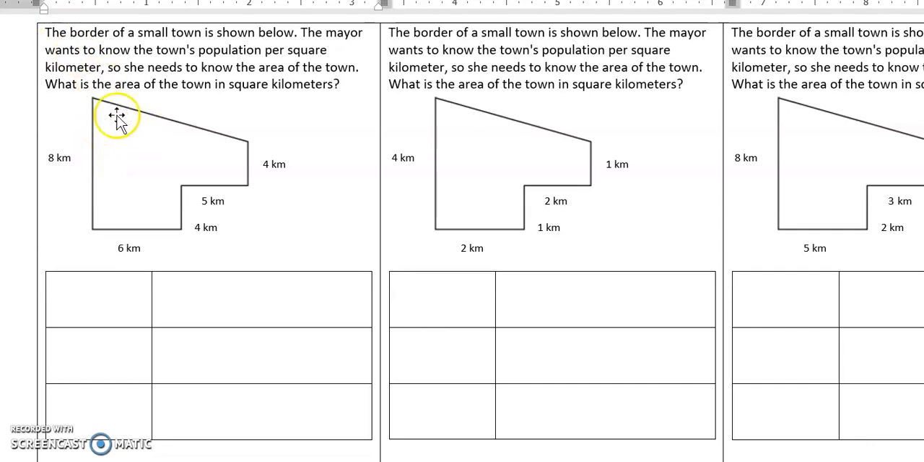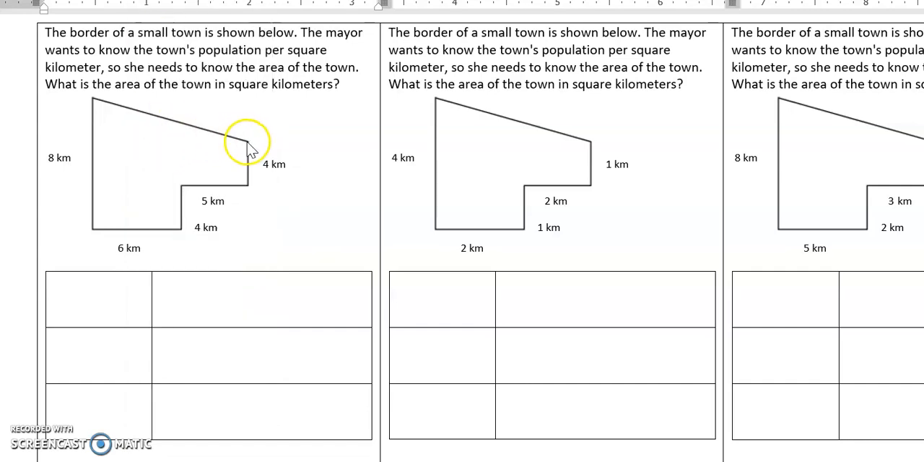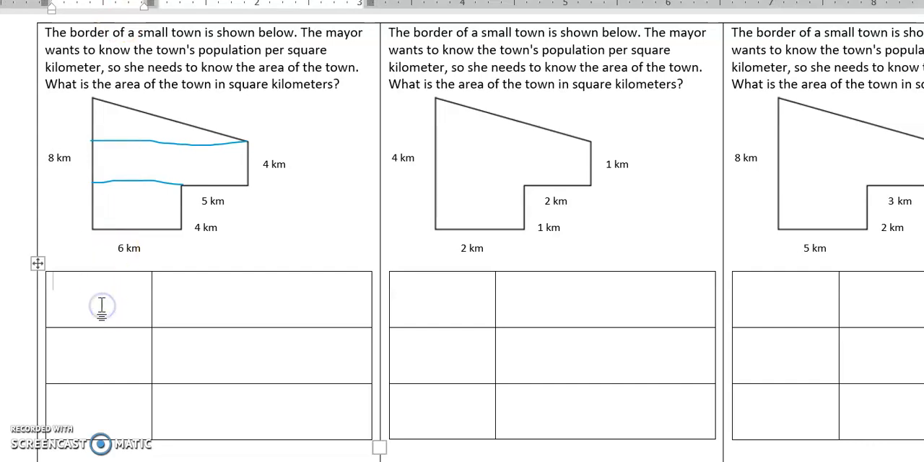So here we have a figure that is created by combining several different polygons. The first thing I'm going to do is draw lines to separate it and figure out what polygons I have in this figure. And I see from that I have a triangle at the top, a rectangle in the middle, and I have a rectangle at the bottom.